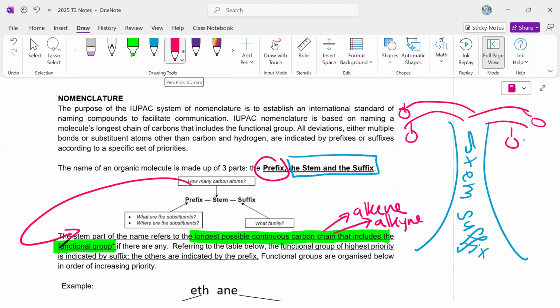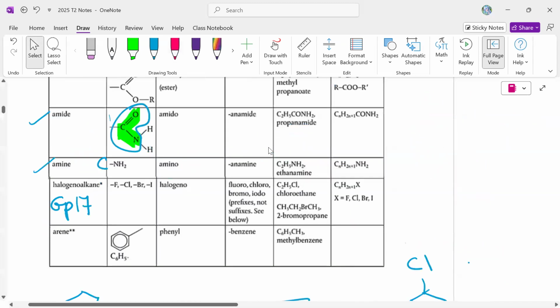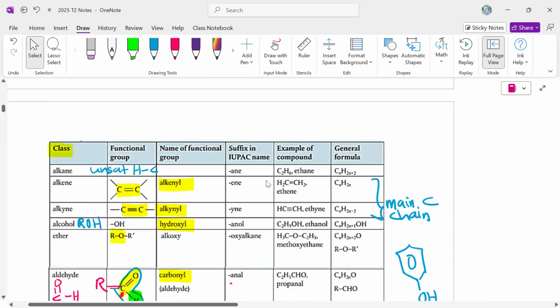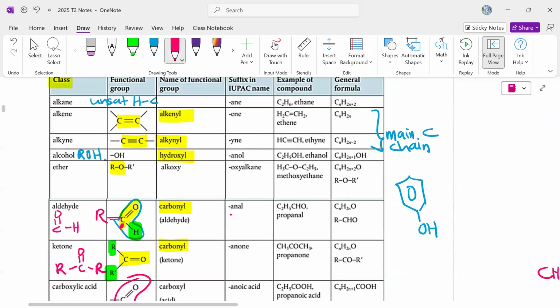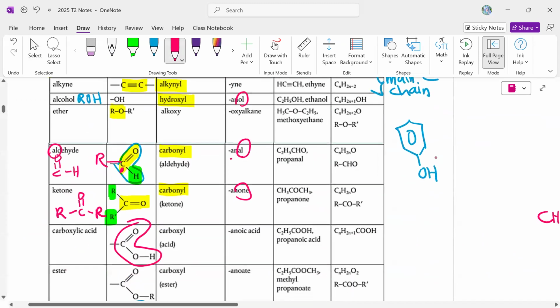Understand? So remember the functional group family name. If you look at the alkane, it always ends with A-N-E. Alcohol will end with O. Aldehyde will end with A-L. Ketone will end with ON. That's the name that it ends with. Acid ends with oic acid.